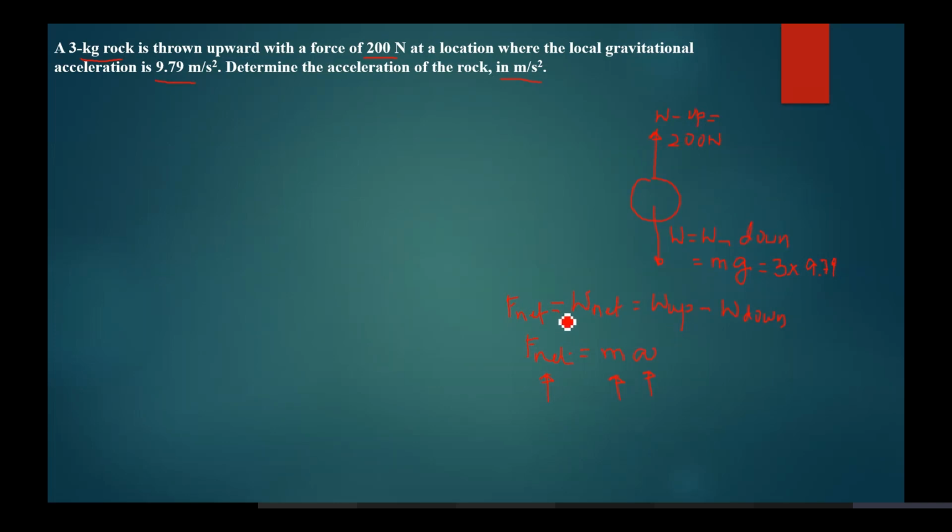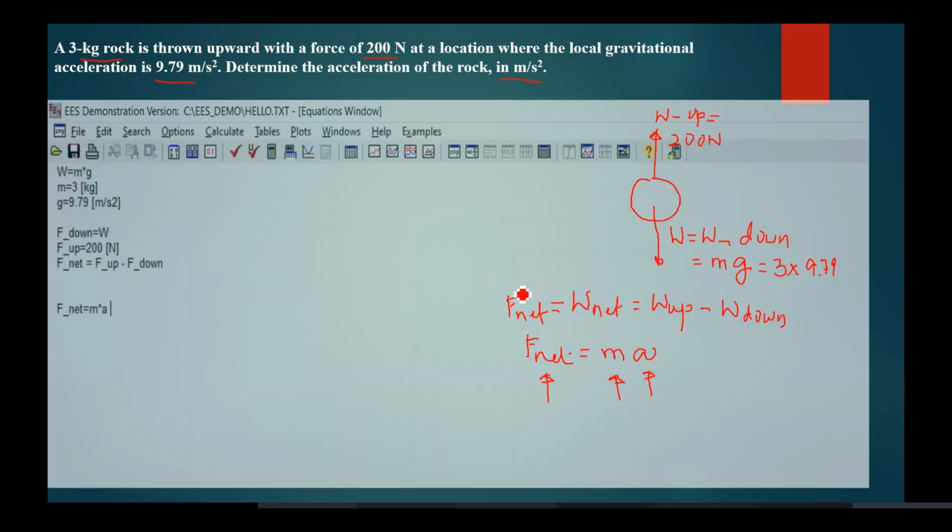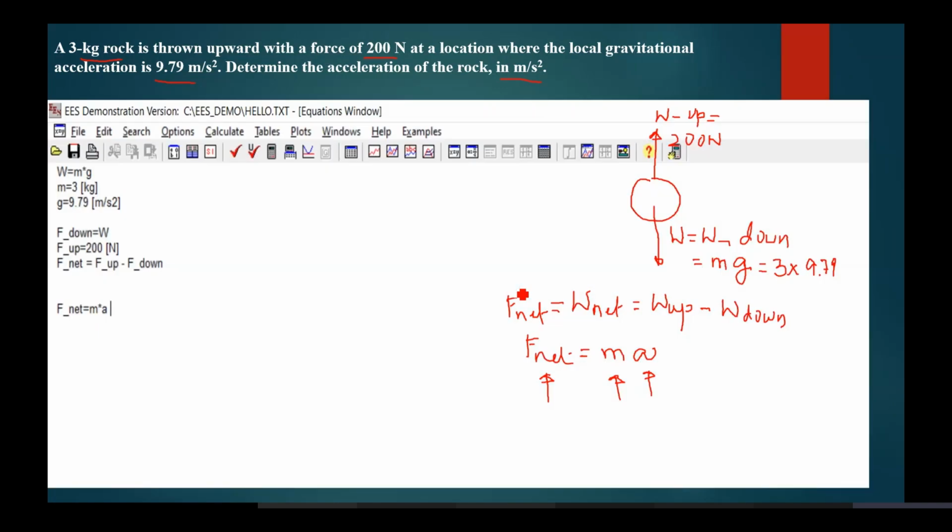So you can do it simply on your notebook. If I have to solve this on the equation solver, I'll show you the script that I have written. This is the script that I have written. First I have defined the weight W equals mg. This is the weight that I have defined. I have used the symbol W for the weight, mass is defined by the symbol m, and g is defined by the symbol g.